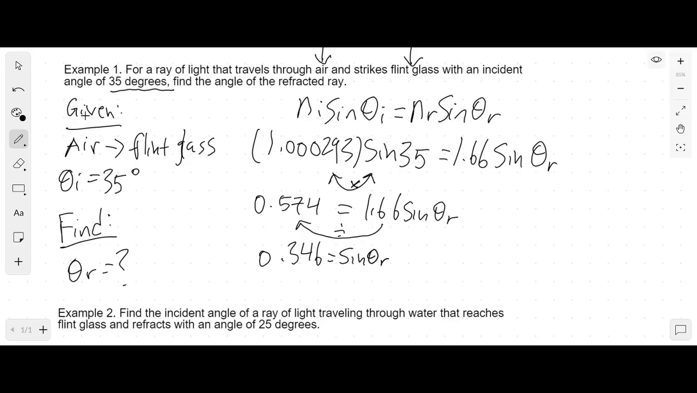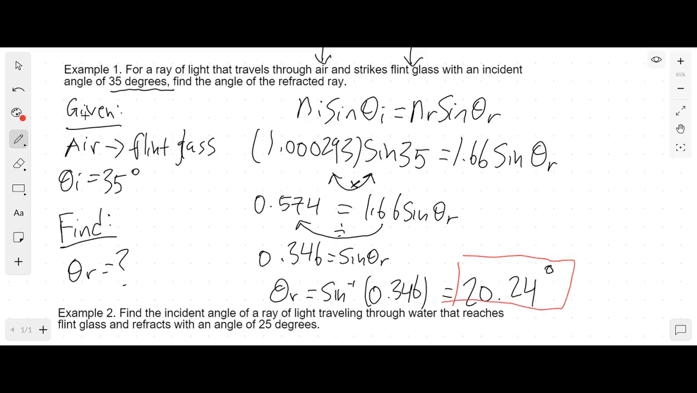A lot of students mess up here because they think they've reached the end. What we're searching for is theta r and not sine theta r. So don't forget to do this last step. This last step is to take the sine inverse of 0.346. The sine inverse of 0.346 is equal to 20.24. 20.24 degrees is our theta r. Okay, let's change this to red and circle it. There you go. Cool. Let's try example 2 now.